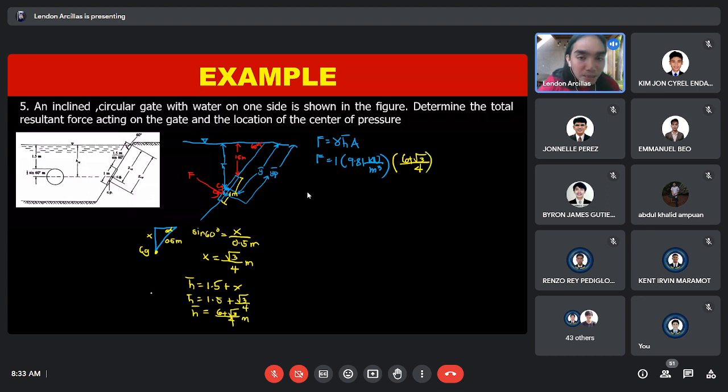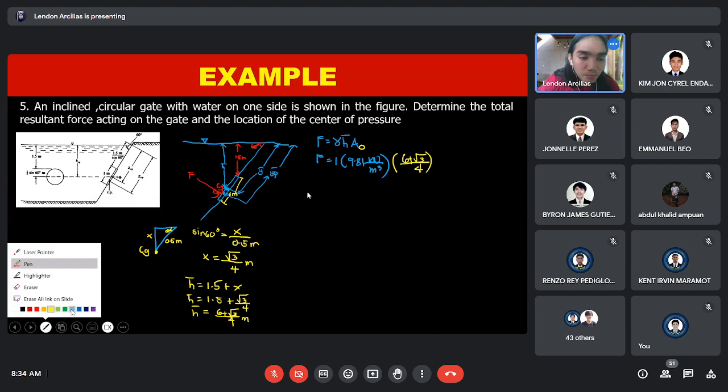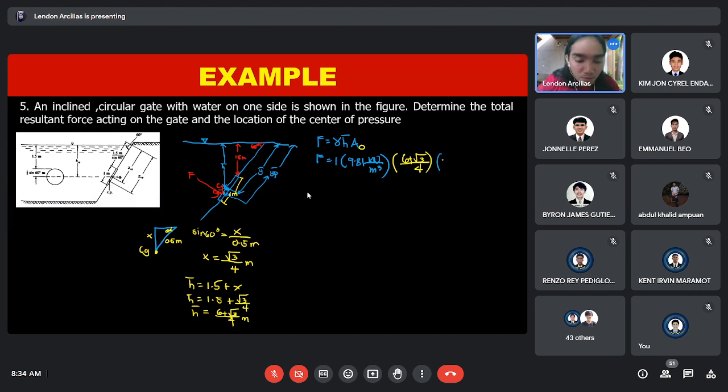Next is area ng circle. Area ng circle is pi r squared. So, pi r squared. Radius is 0.5 since diameter is 1. So, hydrostatic force is 14.893. This is in kilonewton.